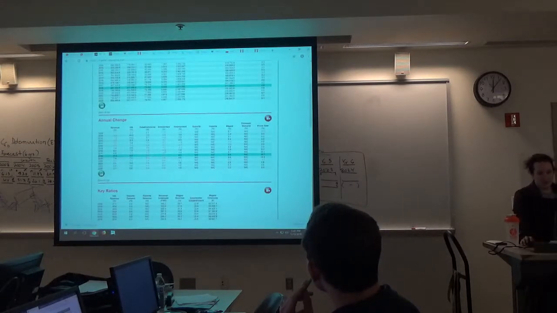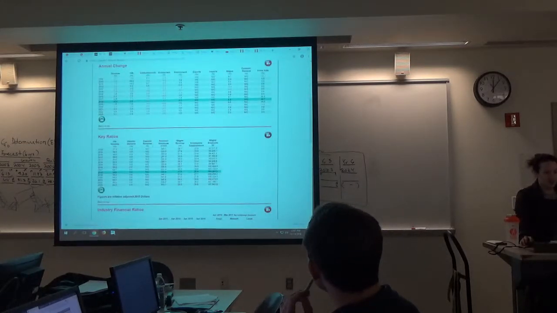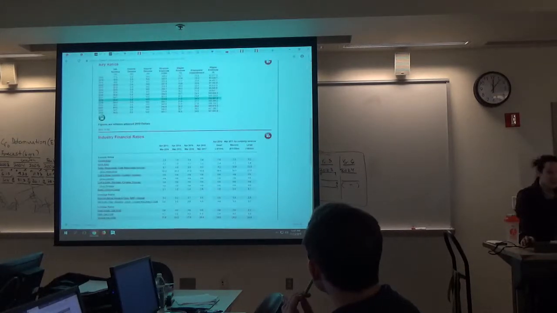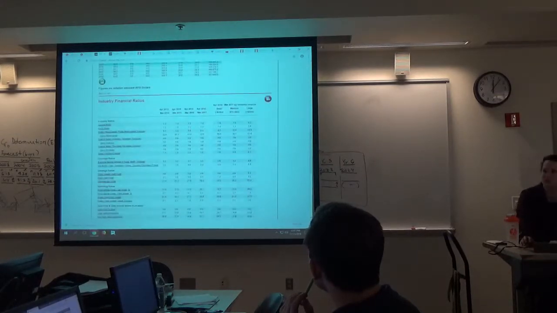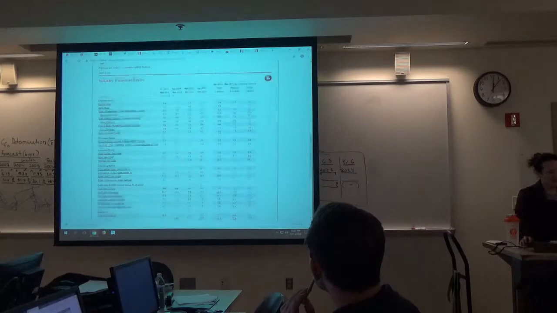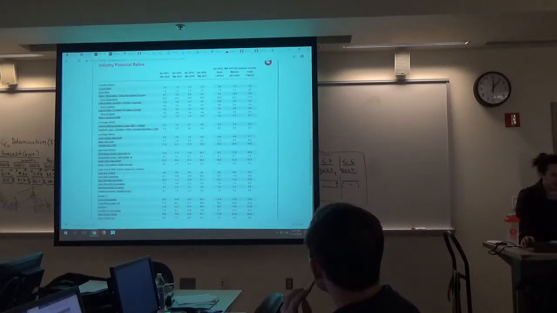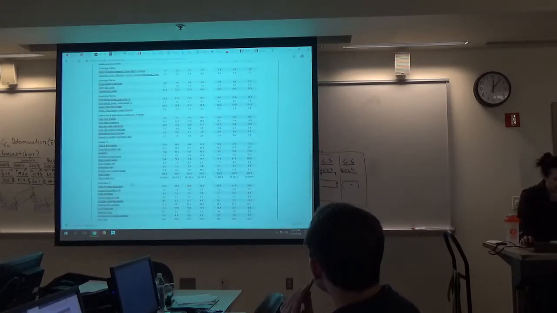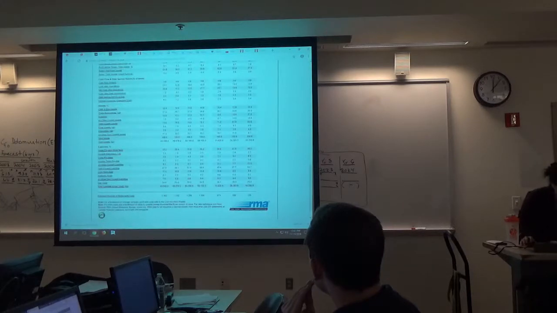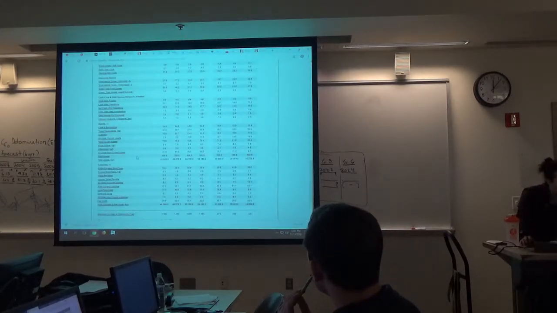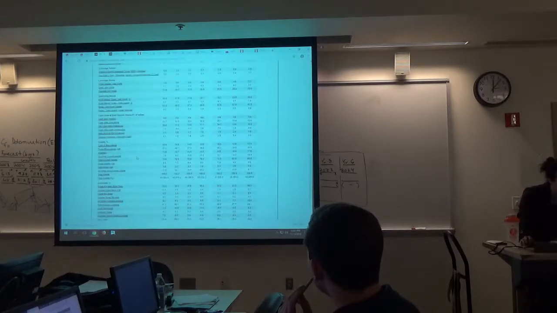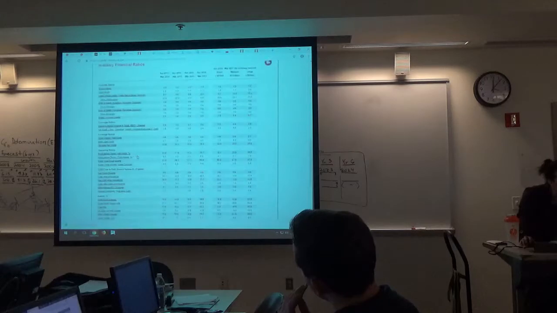Further down are the annual changes. Then there are also some key ratios as well. Industry financial ratios, oh, those look familiar. Here we go, that's a new one. So the liquidity, assets, and liabilities as well. What are we looking for in this one? An average ROE or ROA.